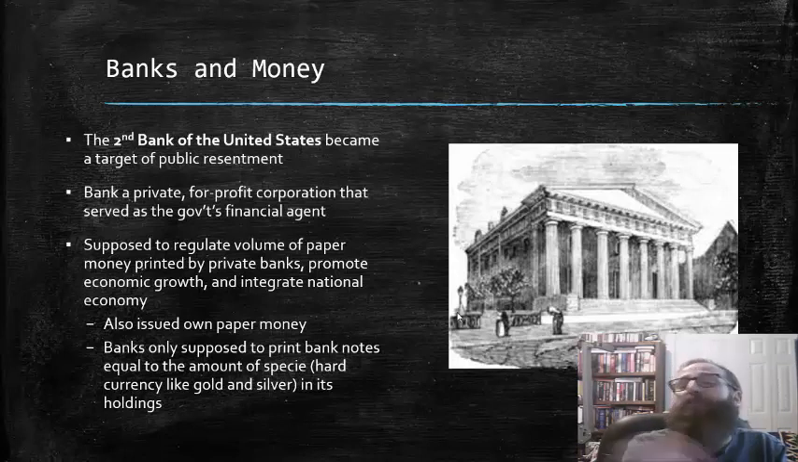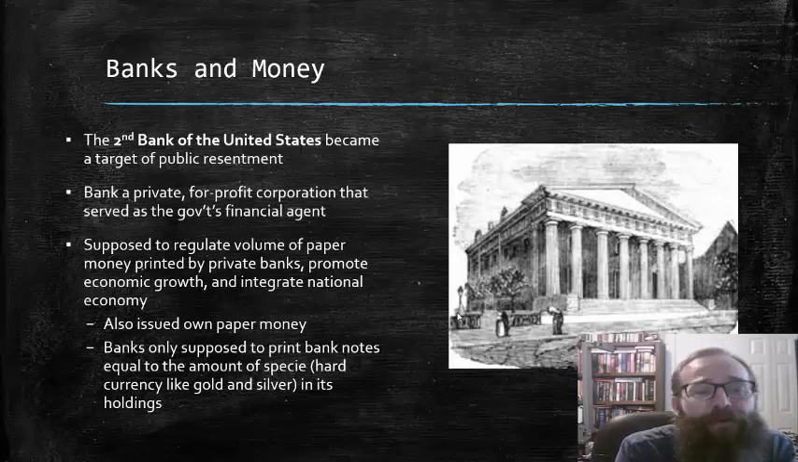Now, the National Bank also issued its own paper money that competed with the paper monies issued by state and private banks. Banks were only supposed to print banknotes equal to the amount of specie, hard currency like gold and silver, in their holdings. But banks often overlooked this stipulation and printed far more money than they actually had in hard currency on hand, leading to rapid inflation and other issues as well.